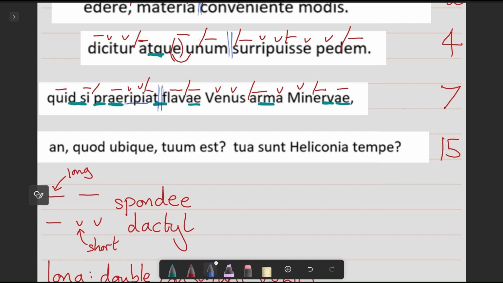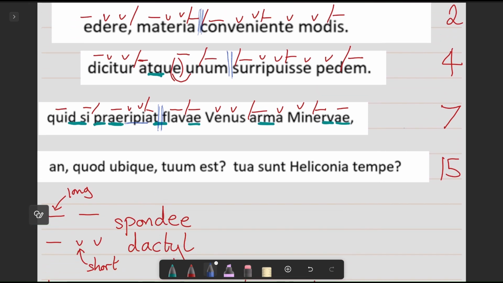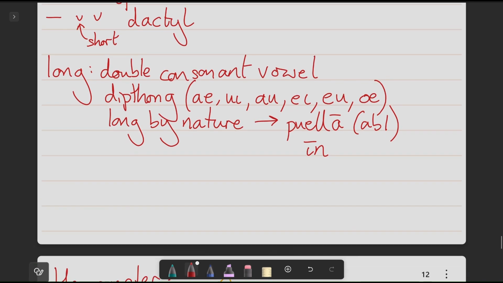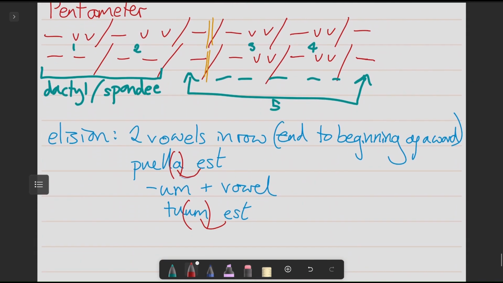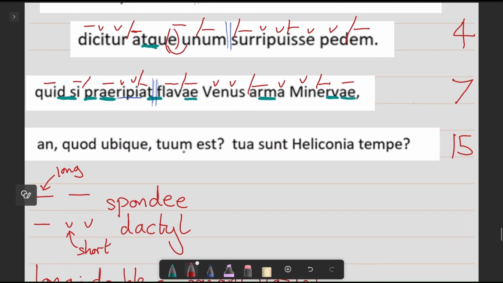And then last one is an quod ubique tuum est tua sunt Heliconia tempe. Oh, I should have included one with an I at the start. Anyway, maybe I'll have a look for that in a minute. Anyway, so this one has elision, the tuum est. That's what I was talking about down here, tuum est. That's where I got it from. So this is going to elide, and we're not going to pronounce the it will be tuest.